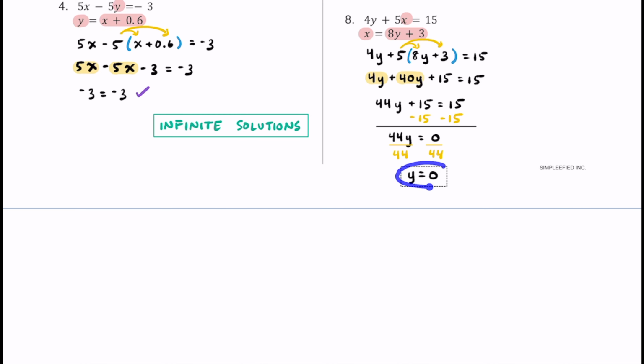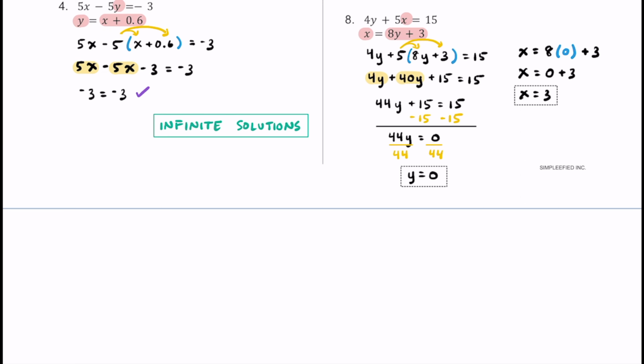Now that we know that y is equal to 0, let's go ahead and use that to find the value of x. Let's go ahead and use the second equation, or the bottom equation, just because x is already isolated, so that's going to be the most easy one to use. So we're going to have x is equal to 8 multiplied by y, which we found out is 0, so 8 times 0. We're going to have plus 3 here. Now 8 times 0 is just going to equal 0, so it's going to be x is equal to 0 plus 3. 0 plus 3 is equal to 3, so we know that x is equal to 3.